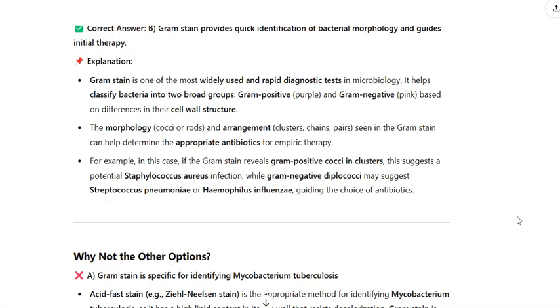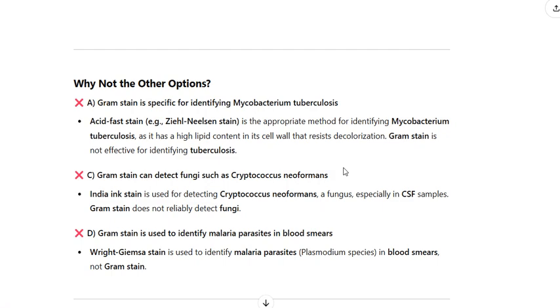Why not the other options? A. Gram stain is specific for identifying Mycobacterium tuberculosis. Acid-fast stain, e.g. Ziehl-Neelsen stain, is the appropriate method for identifying Mycobacterium tuberculosis, as it has a high lipid content in its cell wall that resists decolorization. Gram stain is not effective for identifying tuberculosis.